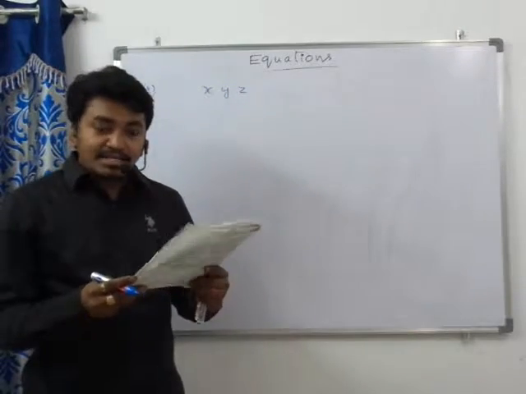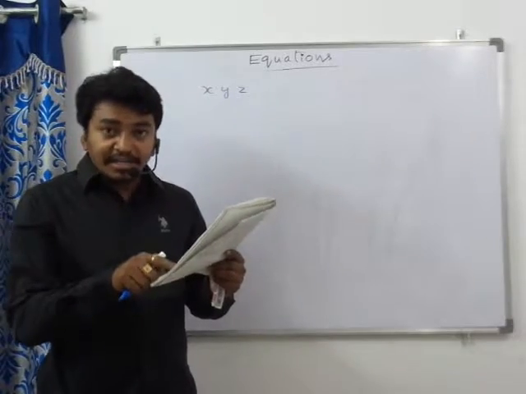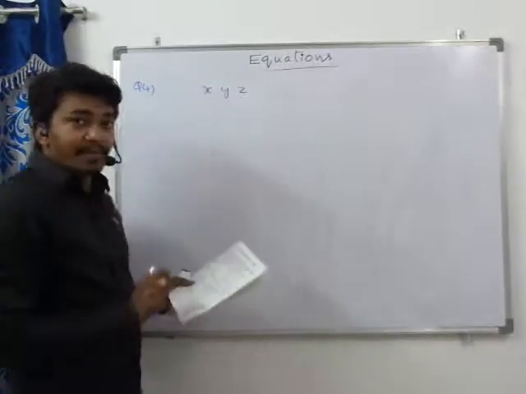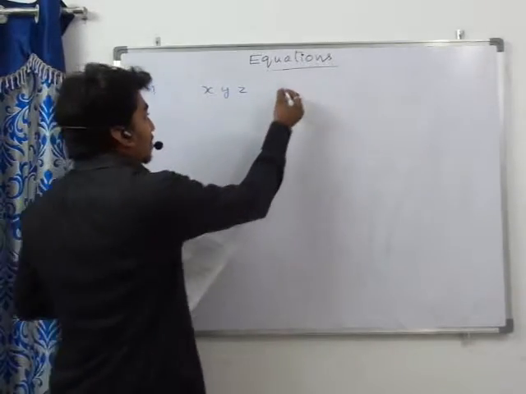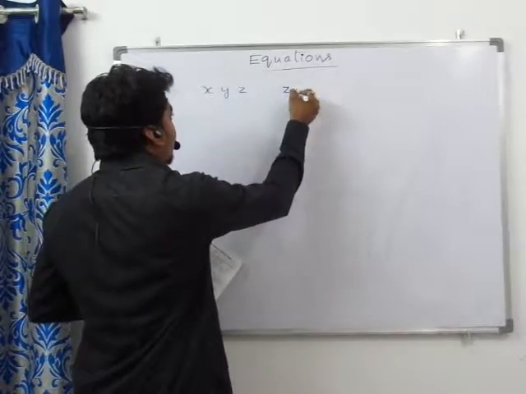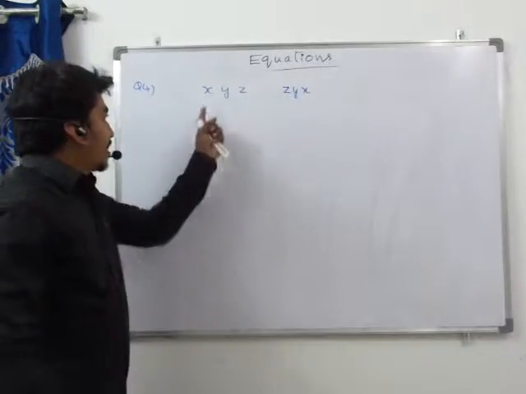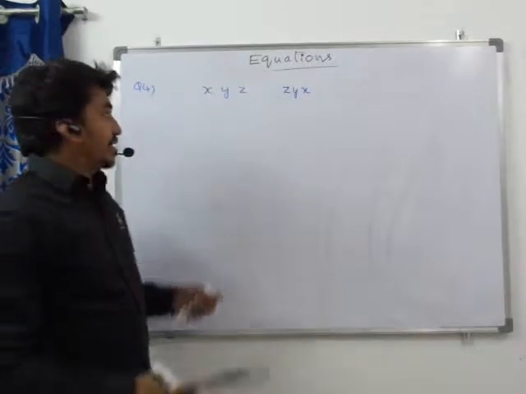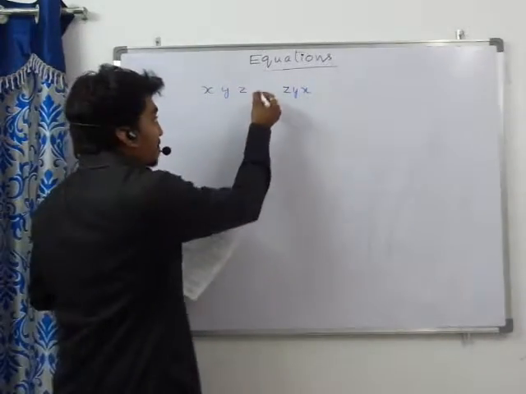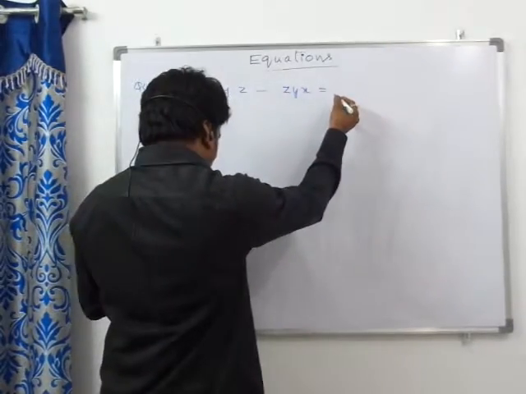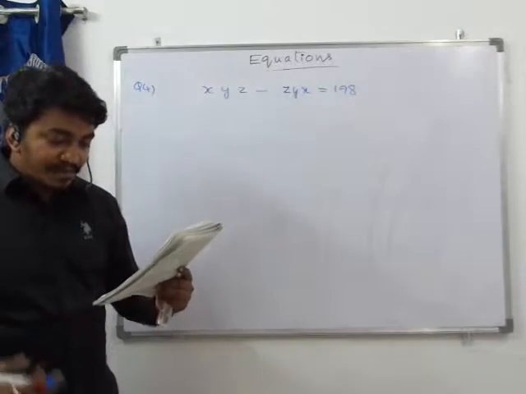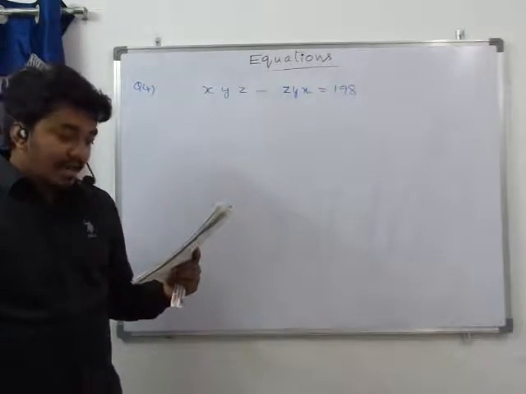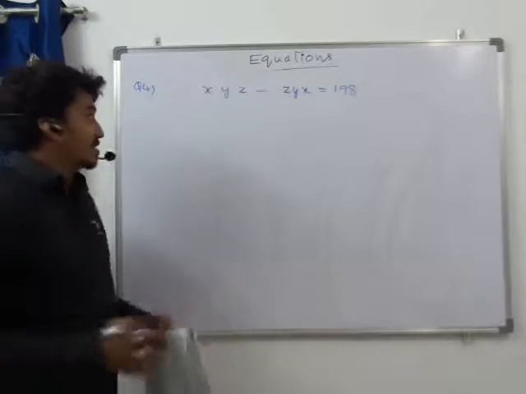Now what he is telling is, the difference between a 3-digit number, this is a 3-digit number, and the number obtained by interchanging the hundreds place and units place. So we are changing the positions of x and z. The difference between these two is given as how much? 198.